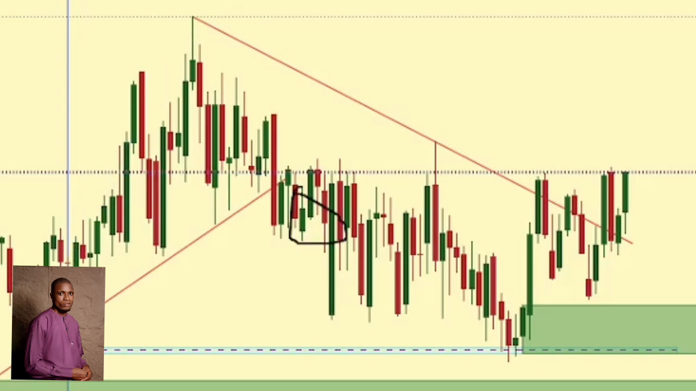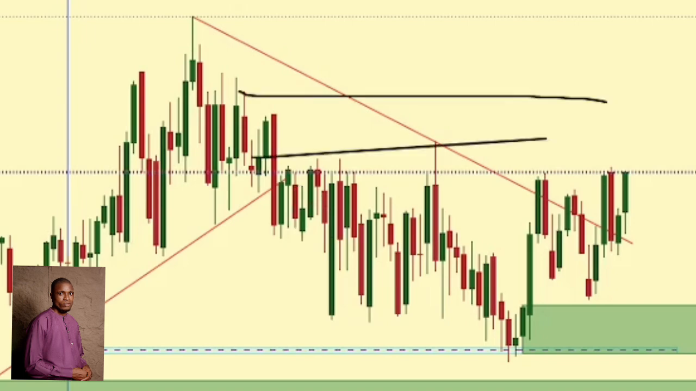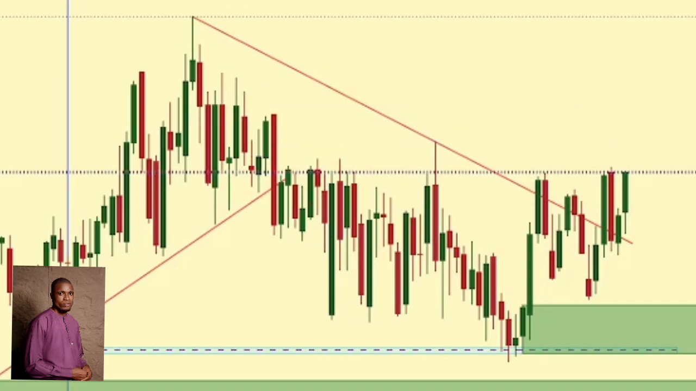But the problem here is that there is no valid supply zone that price could react from. Yes, we have a base candle, and yes, we have an explosive move to the downside, but there is no clear imbalance, which already reduced the confidence.